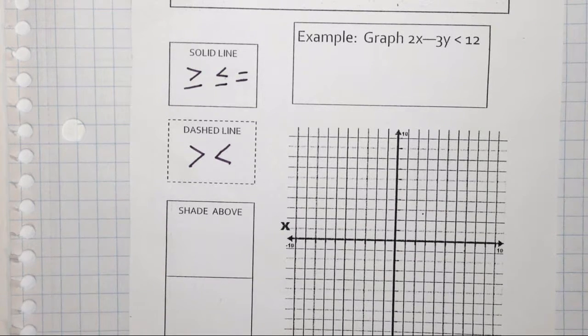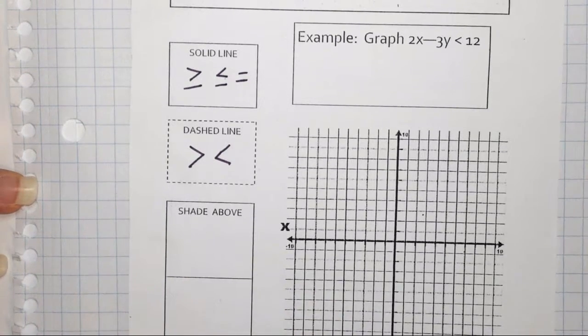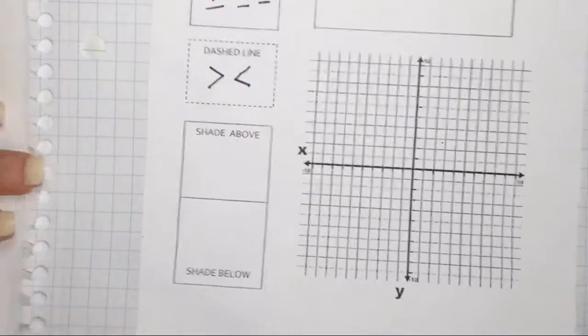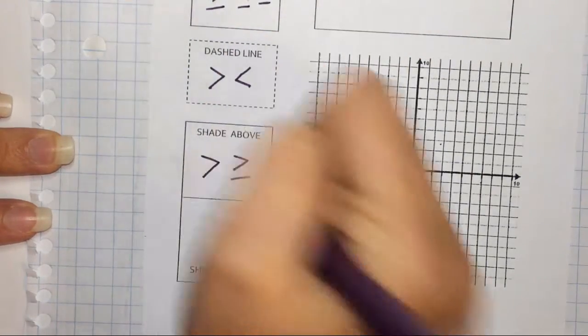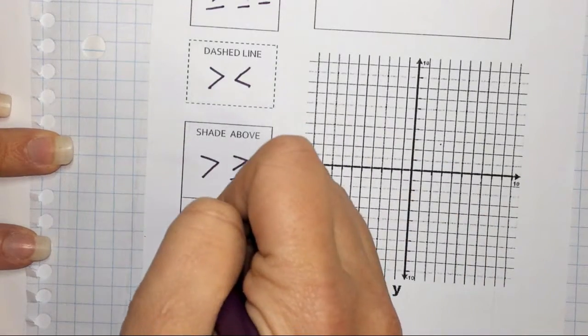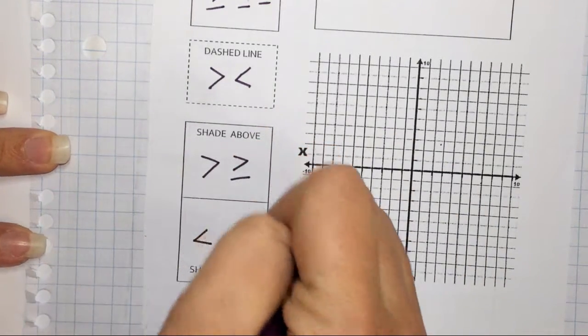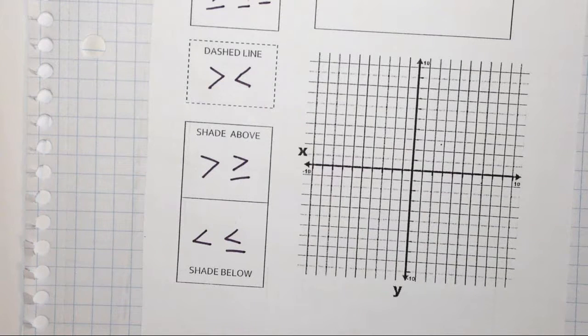And you guys remember that we also shaded on the number line? If it was greater than, we shaded to the right. And if it was less than, we shaded to the left. This time, you shade above and below. Above means you shade above the line. So you shade above the line when it's greater than or equal to, and you shade below the line when it's less than or equal to. Did you get all 3?